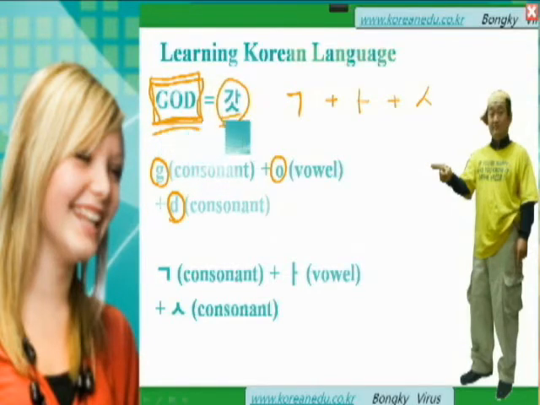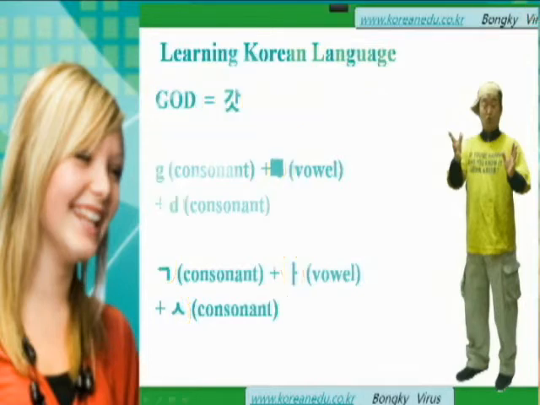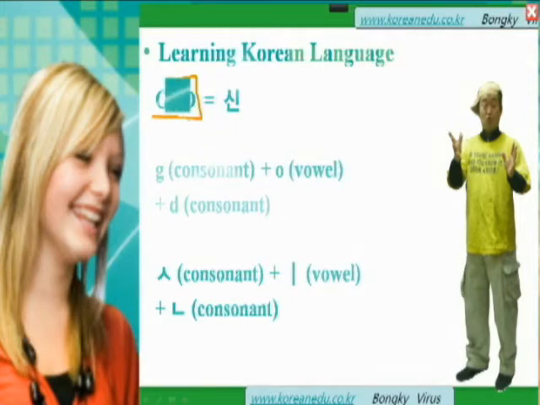Let's see the Korean alphabet. The consonant 기역 plus the vowel plus again the consonant 시옷. These three alphabets compound together and it makes the sound God. When you write it, you write it this way. Yes. Okay, do you want to see one more example? Here again, God, an English word.